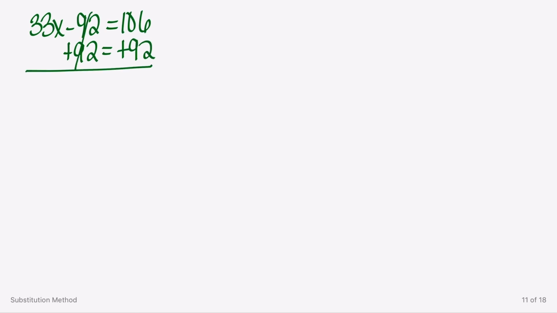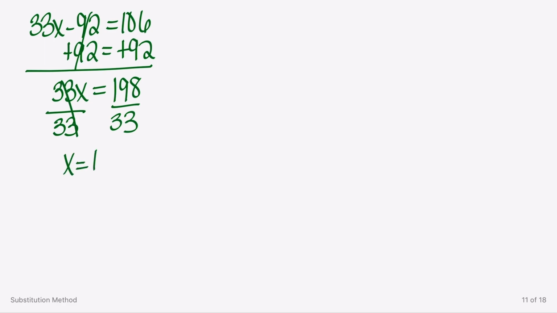So when I have 33x minus 92 equals 106, I'm going to solve this equation for x by adding 92 to both sides. So when I add 92 to both sides, I get 33x equals 106 plus 92, which is 198. Now to solve for x, I'm going to divide both sides by 33. So when I divide both sides by 33, I get x equals 6.